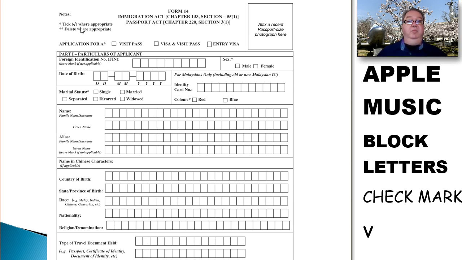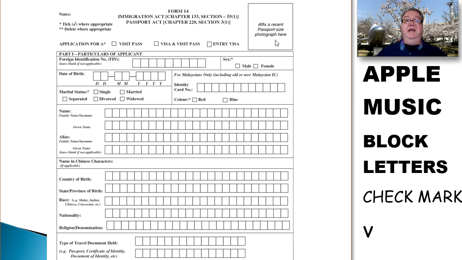So tick where appropriate, put a check mark. Delete where appropriate. Now, can you delete things from a printed piece of paper? No, you can't actually. You cannot delete them if they're on a piece of paper, so that's probably not the best word choice there. So you could say something like leave blank where appropriate, or leave blank if not required. Okay.